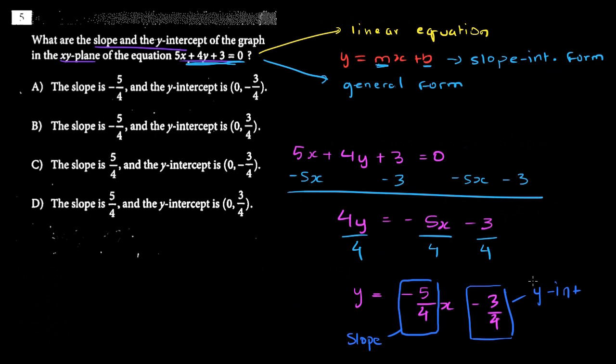I say that quite often, but I hope you can assume that what I mean by this is really the y-intercept is 0 comma minus 3 over 4, because whenever we have a y-intercept, that means x is equal to 0, right? And so our answer that matches up with this is going to be A. The slope is minus 5 over 4, and the y-intercept is 0 comma minus 3 over 4.